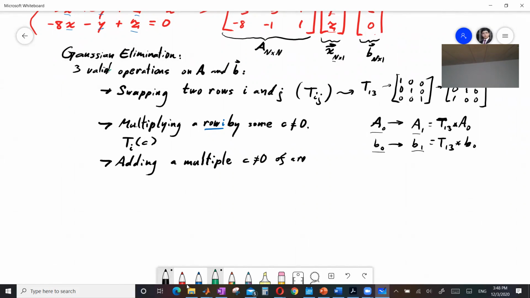of a row i to a row j. And in the notes, let me double check, in the notes, this is called Tij of c. So here we will be multiplying a multiple of row i and adding that to row j. Okay.